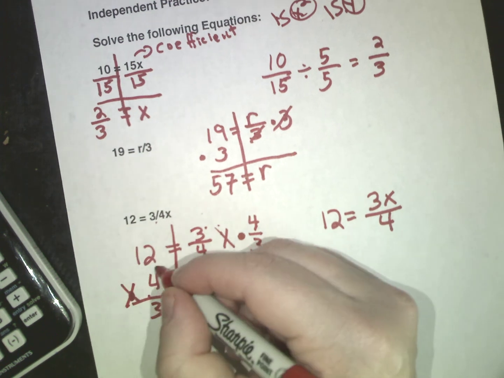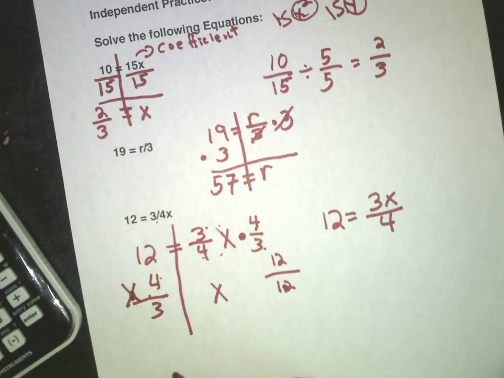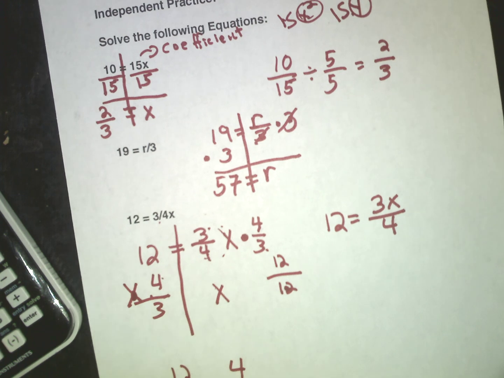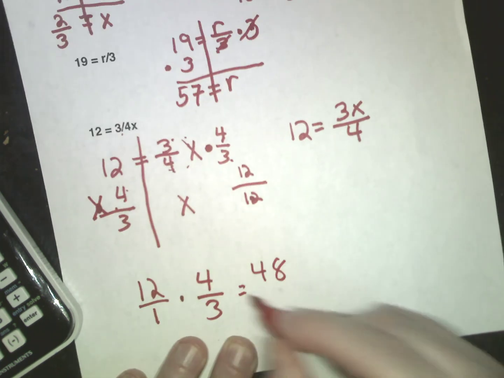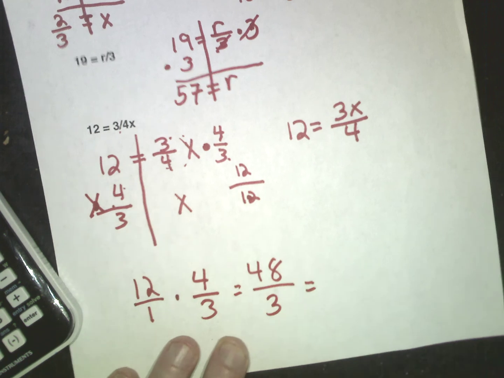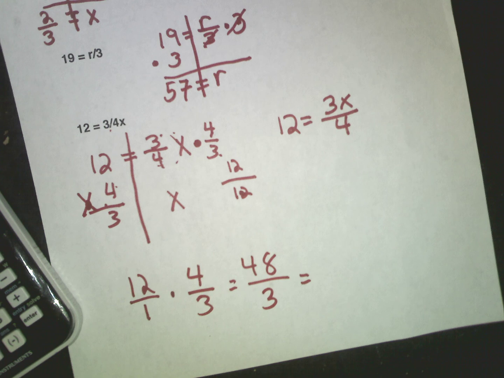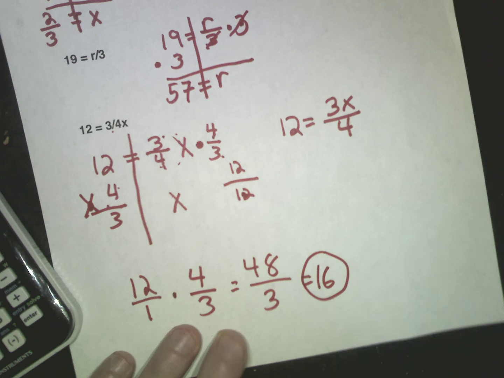12 times 4/3. So how do I do that? I just put it in here like this: 12 over 1 times 4/3. 12 times 4 is 48, divided by 1 times 3 is 3. And that will give you 48 divided by 3. I know there's an answer here somewhere. 16. So the answer is 16.